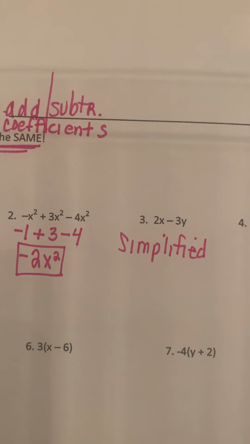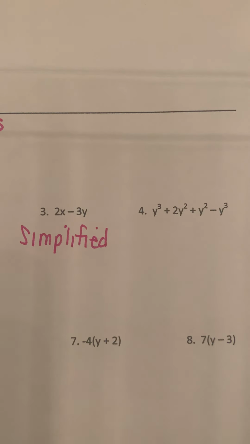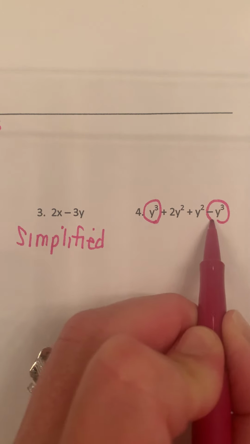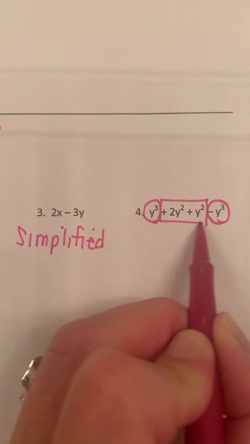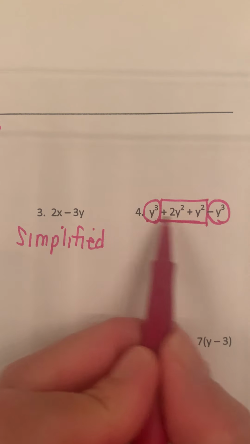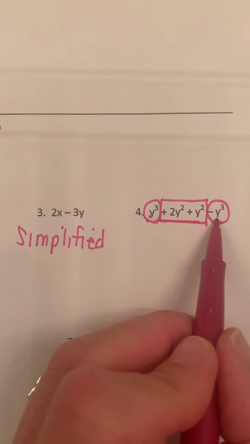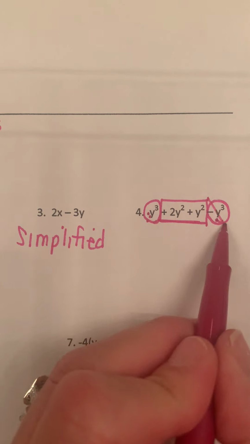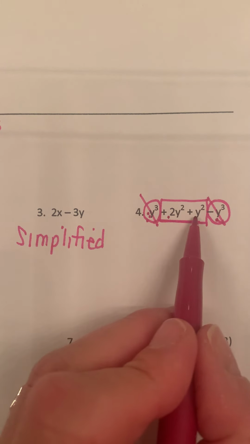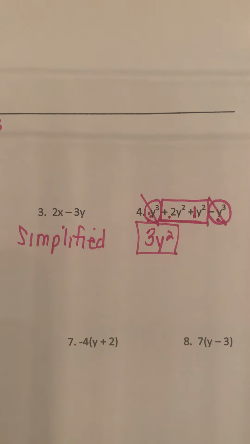And then the next one has a couple different things. You have y to the third plus 2y squared plus y squared minus y to the third. So these two go together, and then these two here go together. So you have y to the third minus y to the third. So it's something minus the same exact thing. So if this was a 5 and this was a -5, you guys know you would get 0. So y to the third minus y to the third is just 0. That cancels out. 2y squared plus 1y squared would be 3y squared. You have that invisible 1 there.